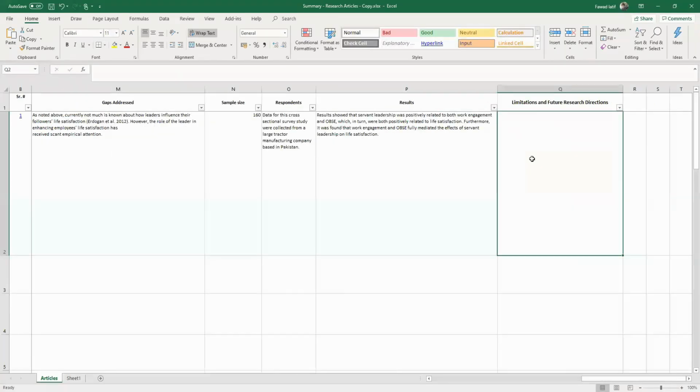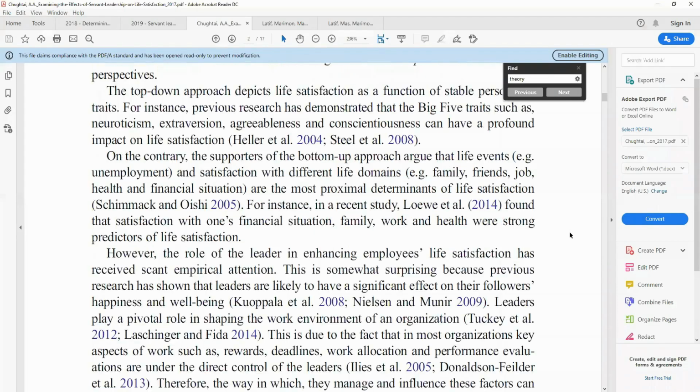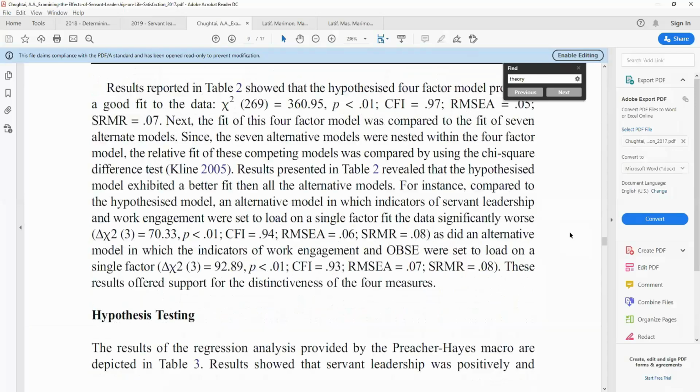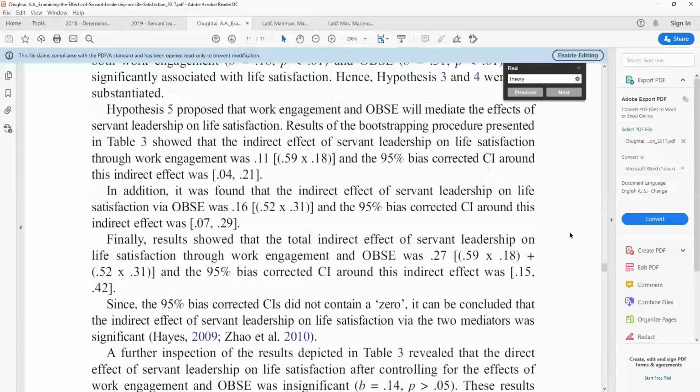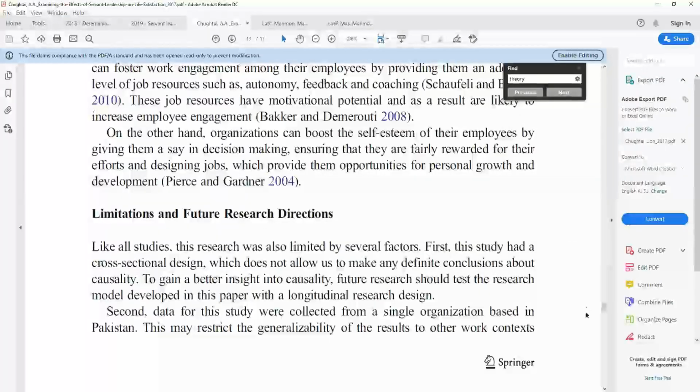And the final and most important thing, where they finished or concluded their research, they would have mentioned how this research can be taken forward or moved forward. So in order to do this, every research paper will have a section on limitations and future research direction. And that will be at the end of the research paper, where they conclude their study. Now, if we go towards the end, this is limitations and future research directions.